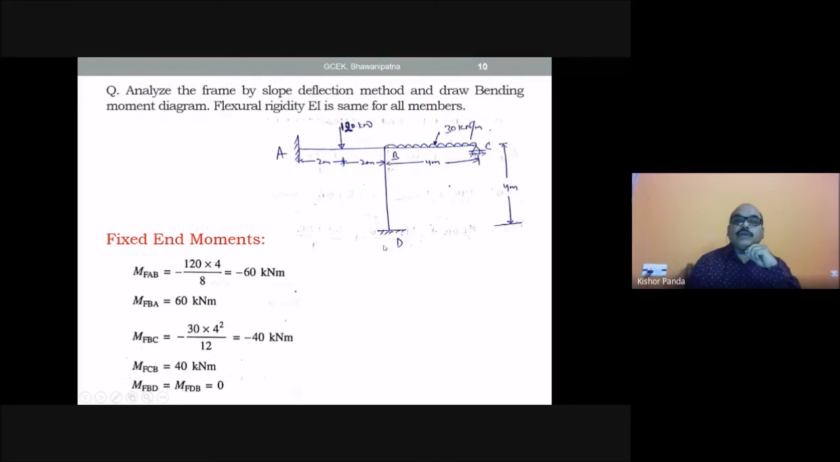Then take this vertical member. Here there is no loading. So what is the fixed end moment here and here? MFDB is equal to 0 and MFBD is equal to 0. So these are the fixed end moments for these three members.